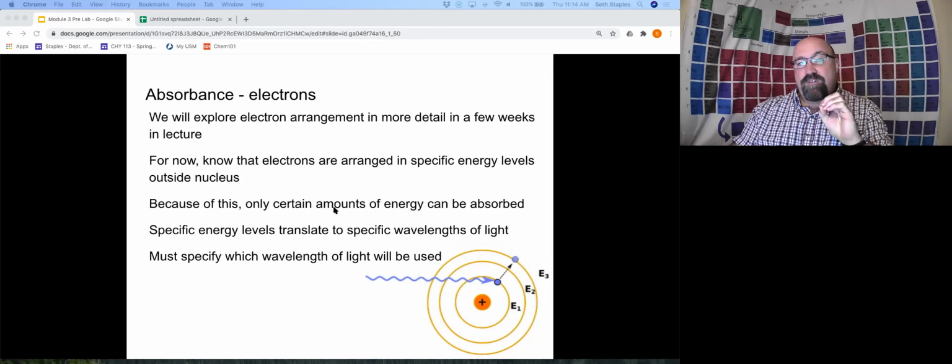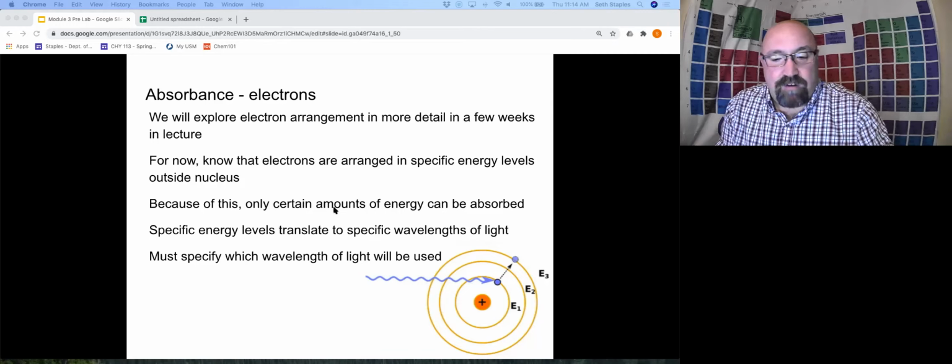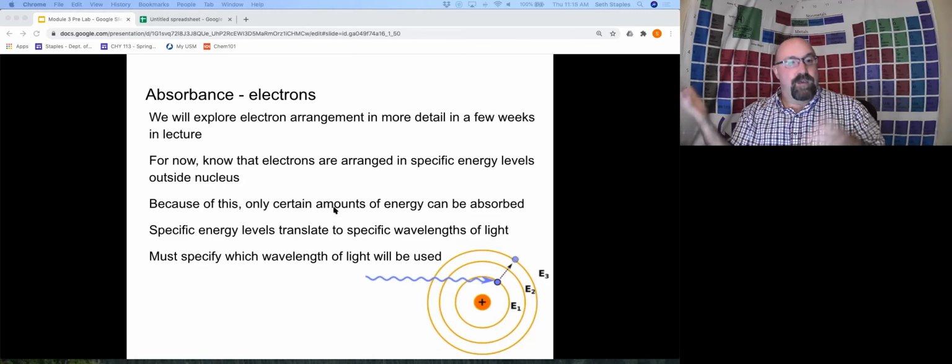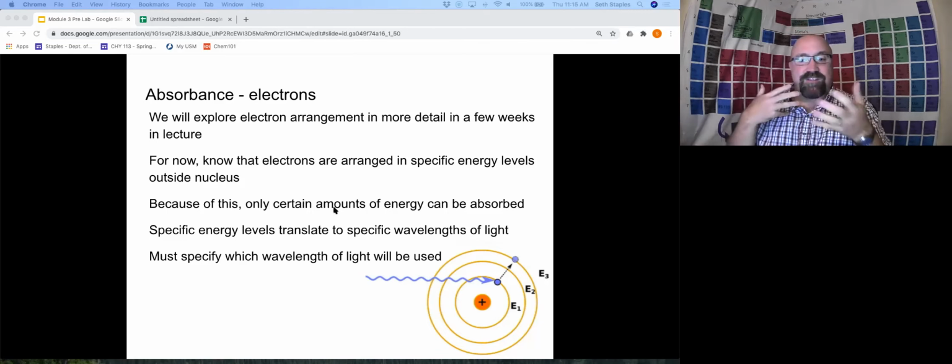Specific energy levels translate to specific wavelengths of light. Again, we'll be talking in more detail later about the electromagnetic spectrum. For now, you can think of different colors as actually different wavelengths of light. The visible light that we see and interact with is made of different wavelengths as compared to ultraviolet light. And so we have these different wavelengths which correspond to these different energy levels.